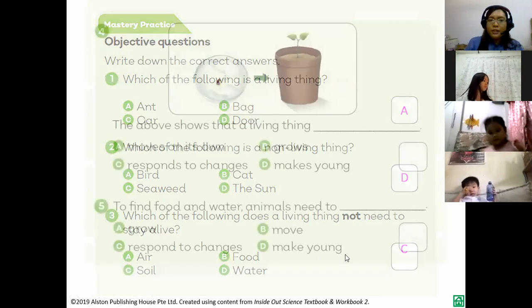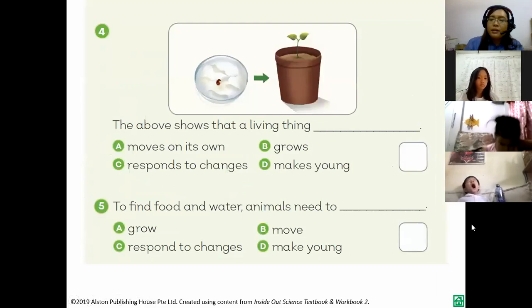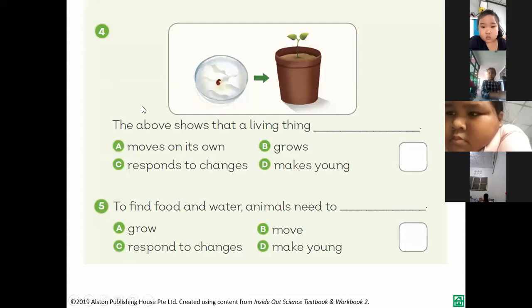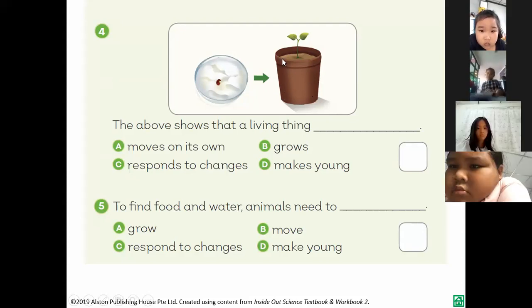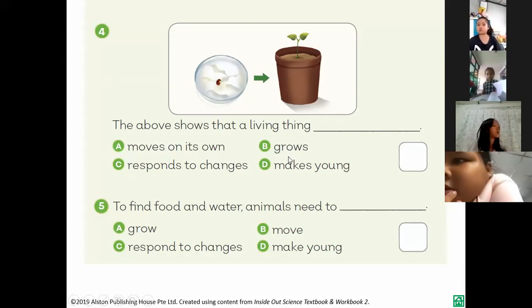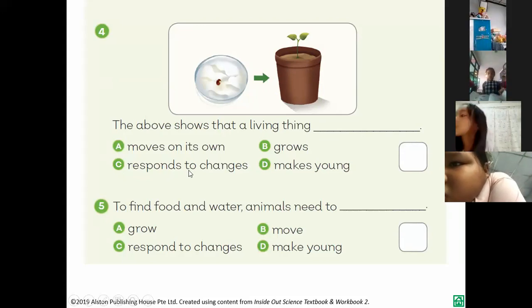All right, number 4. So look at the picture, class. We have a seed in a petri dish, and we also have a young plant in a pot. So the above shows that a living thing is letter A, moves on its own. Letter B, grows. Letter C, responds to changes. And letter D, makes young.